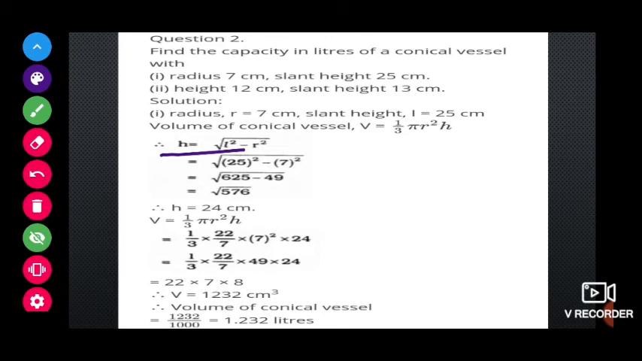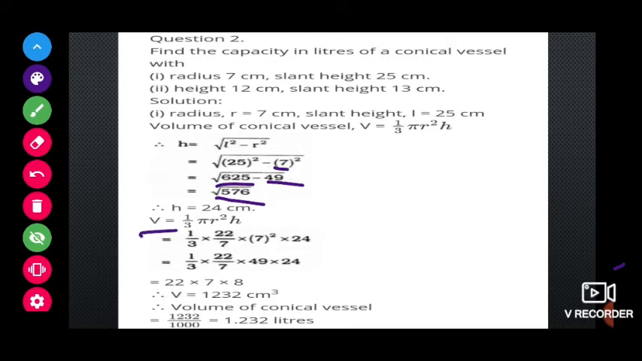Take the first sum: the radius is 7 centimeter, slant height is 25. First to find h, by using the formula square root of L square minus r square, that is 25 square minus 7 square. 25 square means 25 into 25, that is 625. 7 square means 7 into 7, 49. 625 minus 49 is 576. The square root of 576 is 24. So height is 24 centimeter.